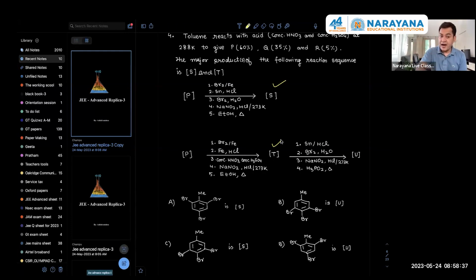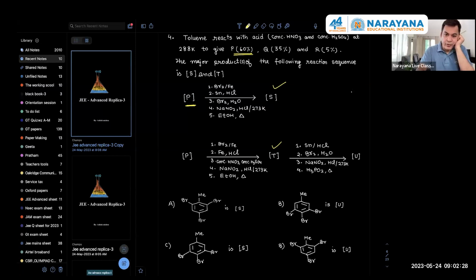Now, they are starting the reaction with P. What is P? 60%. So first you need to check, when toluene undergoes nitration, what will be the 60%, 35% and 5%. That 60% part is going to react with the reagents, and then you solve the question. JEE Advanced usually asks this kind of question, which is not tough but takes a bit of time.